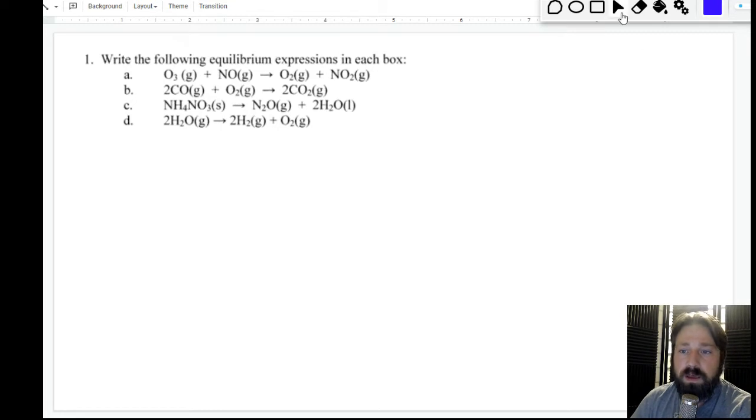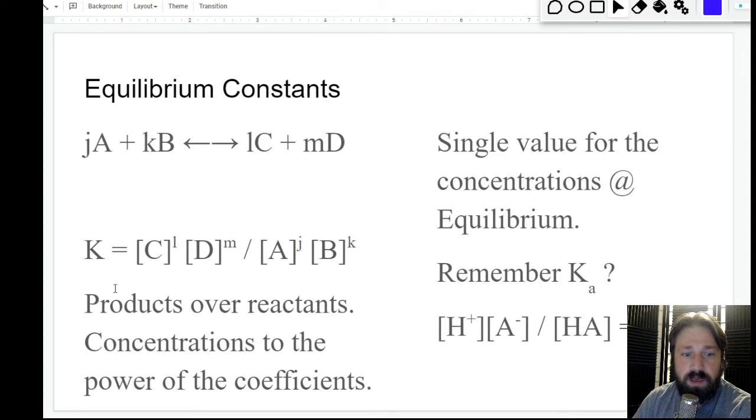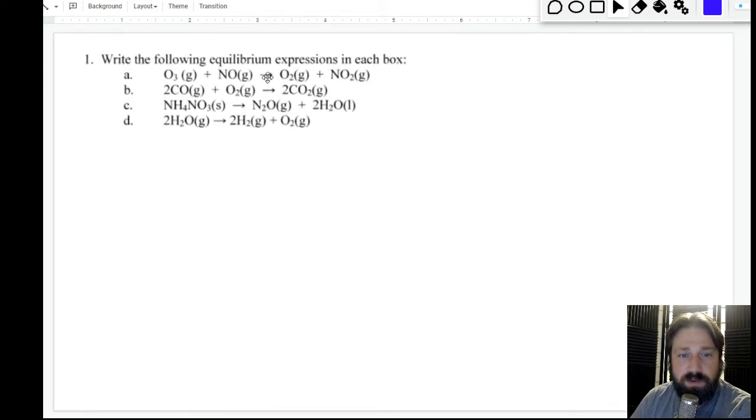Now, the way that we can do that is, remember, it's always going to be products over reactants. So it's going to be the products over the reactants, and it's going to be the concentrations raised to the power of their coefficients. So let's go through and work through these four here. What is this going to look like? So for this first one, what is the equilibrium expression going to be? Like if you're looking for K or you're looking for Q, what is it going to be?